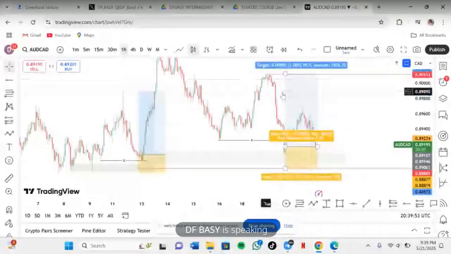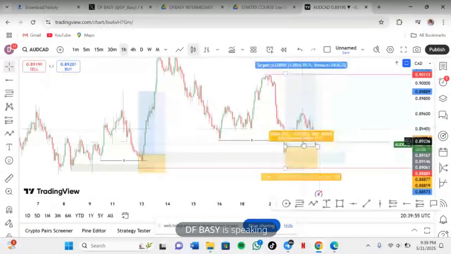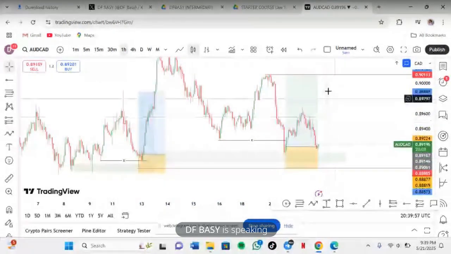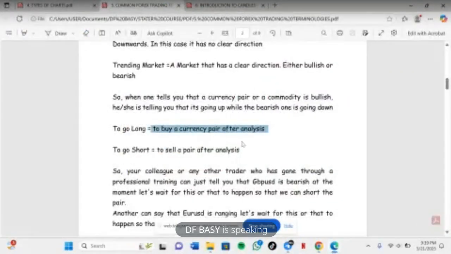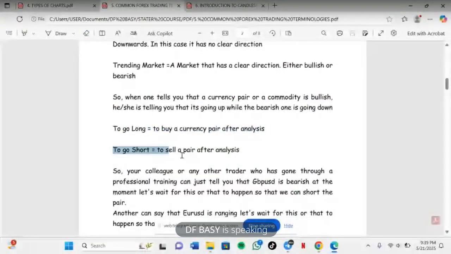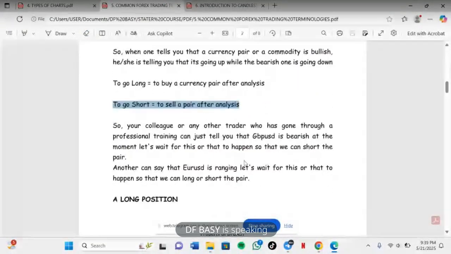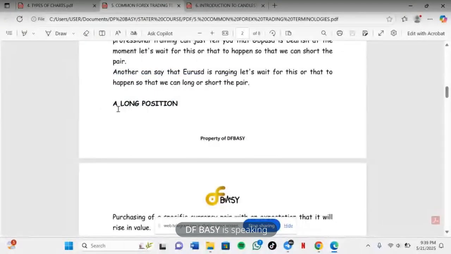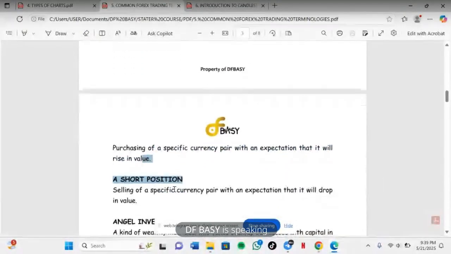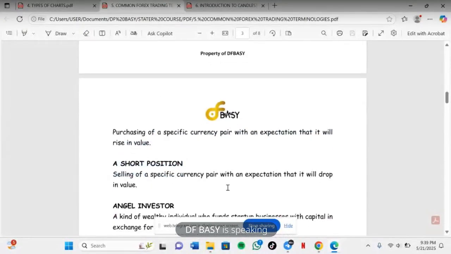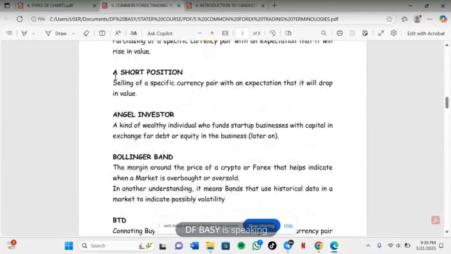Then to go short means to sell. Go long, buy; go short means to sell, right? Simple as ABC. To go short means to sell a particular pair. Same thing with a long position: to go long means purchasing a specific currency pair, and a short position means selling.